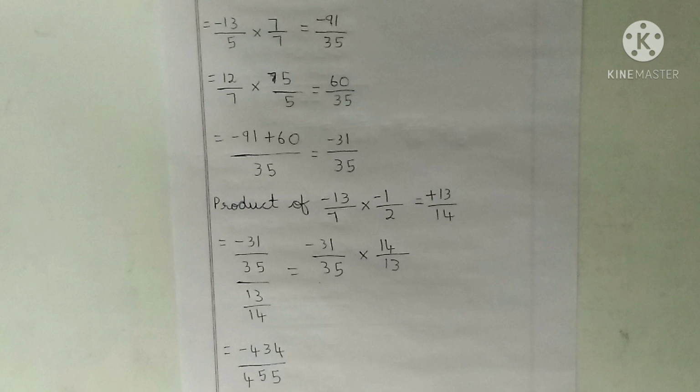Now let us solve the product of minus 13 by 7 into minus 1 by 2. By doing this product we get 13 by 14. They ask to divide, so we should do minus 31 by 35 divided by 13 by 14. After that we do minus 31 by 35 into 14 by 13. By calculating this we get minus 434 by 455.